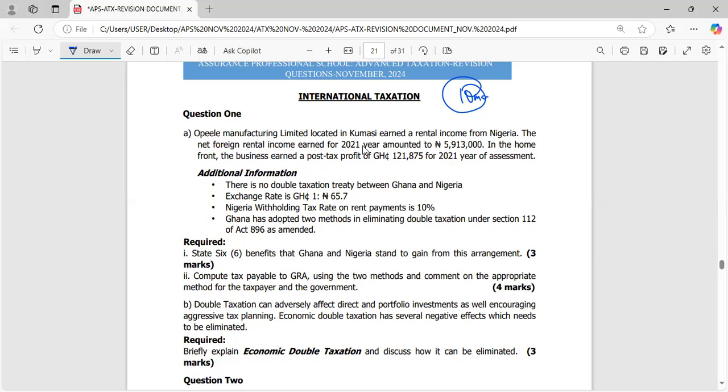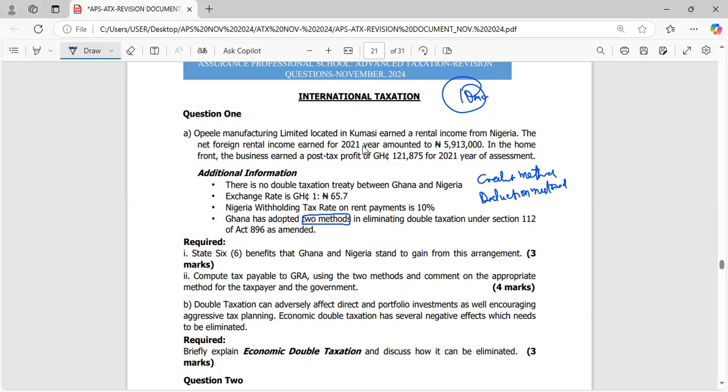Now, there's a double taxation agreement between Ghana and Nigeria. Exchange rate: 1 cedi is equal to 65.7 naira. Nigeria's withholding tax rate is 10%. Ghana has adopted two methods in eliminating double taxation: the credit method and the deduction method. Either the tax that you have paid to the foreign country will be given to you as a tax credit, or it will be given to you as a deduction from your income before you pay tax.